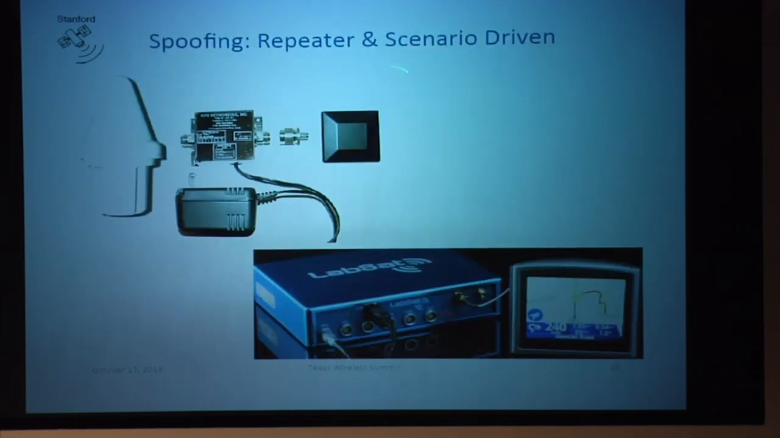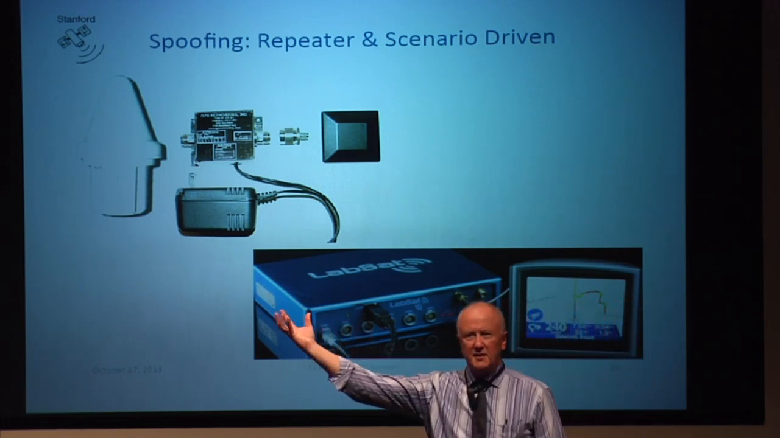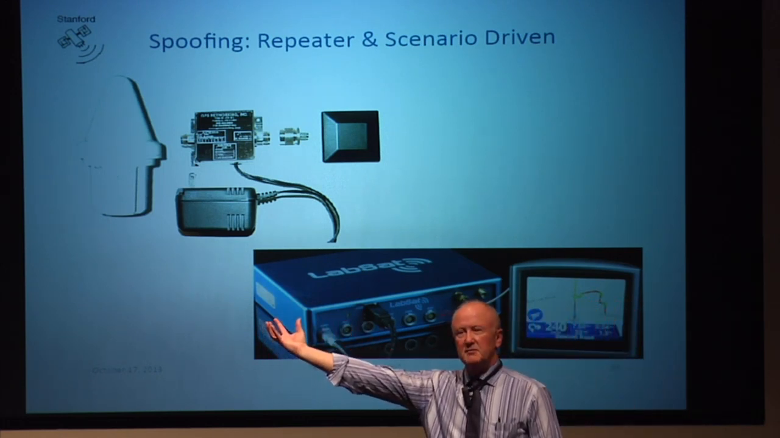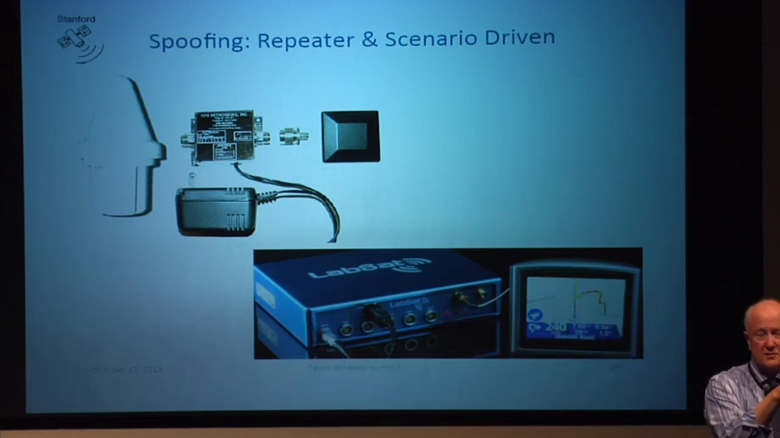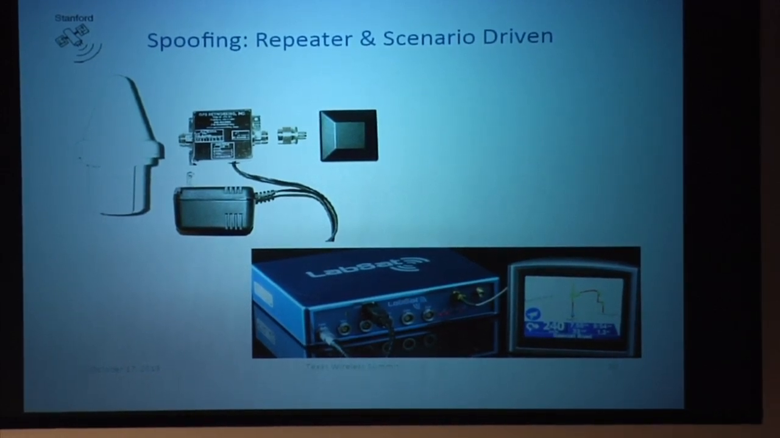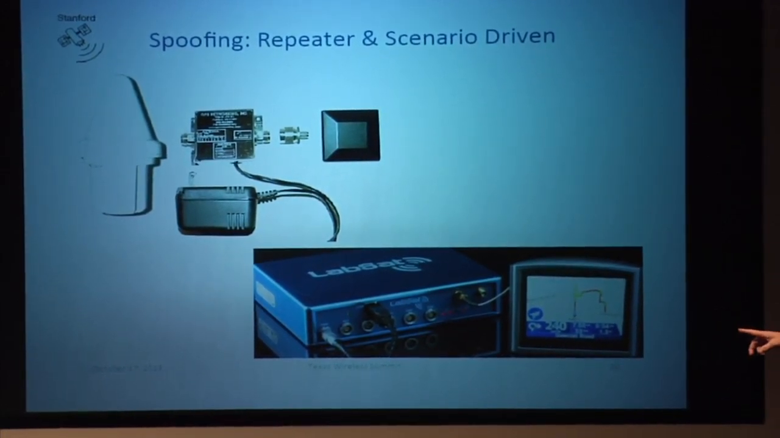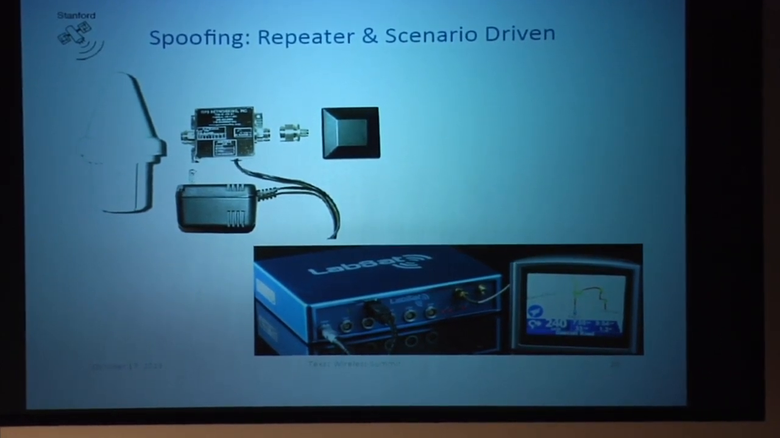Spoofing. So what you see in the upper left there is a very crude spoofer where you just take a GPS antenna outdoors, receive GPS signals, run a cable, and then broadcast it over here. Anyone receiving the GPS signal from this broadcast will think that they're at the location of the antenna. It's a so-called repeat-back spoofer. It has other names, too.